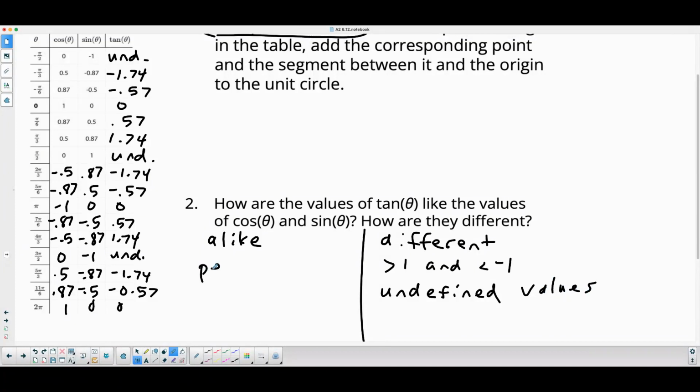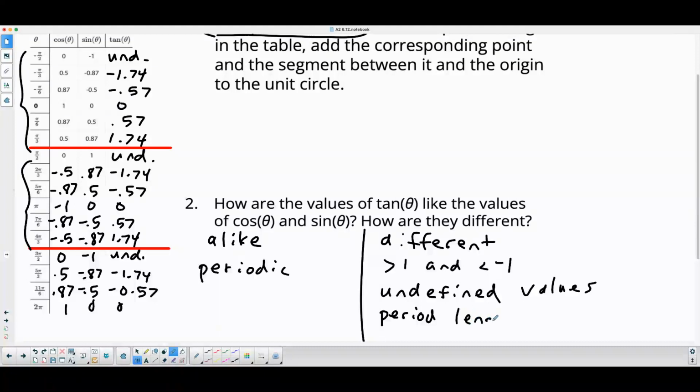It's periodic. We can see that it's repeating. So if I look here and draw lines here, it looks like I repeat here, and then I start again, I start undefined. But the only difference here is that this length from here to here is pi radians, not 2 pi. So that's going to be a different thing here. Period length is pi radians.